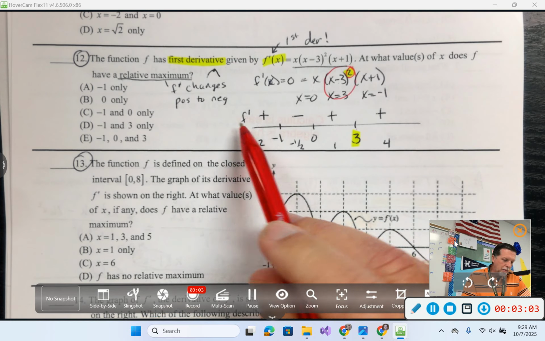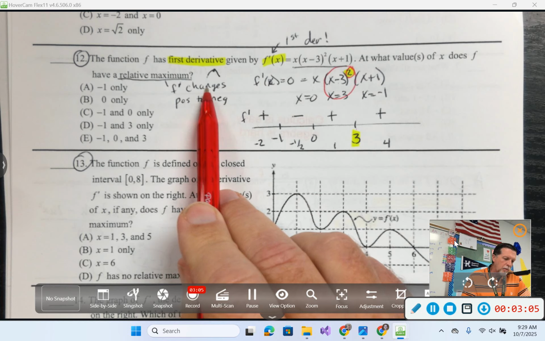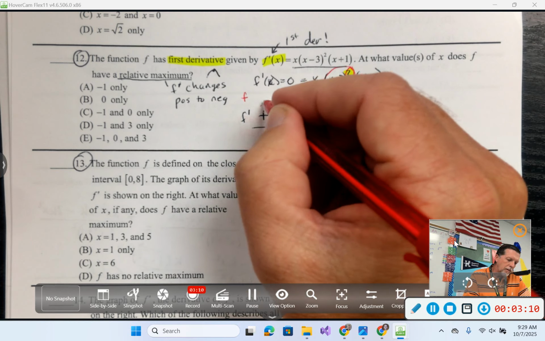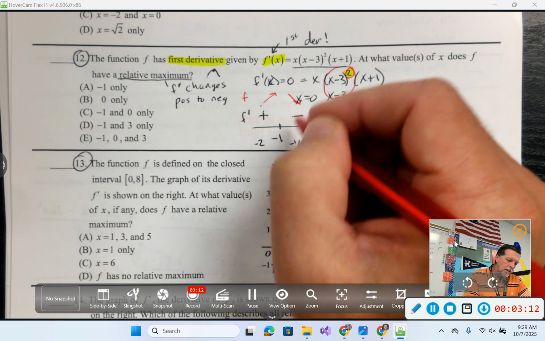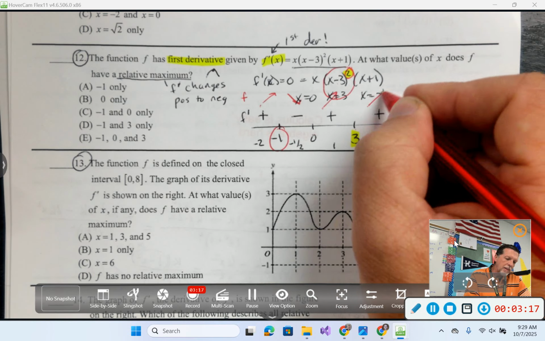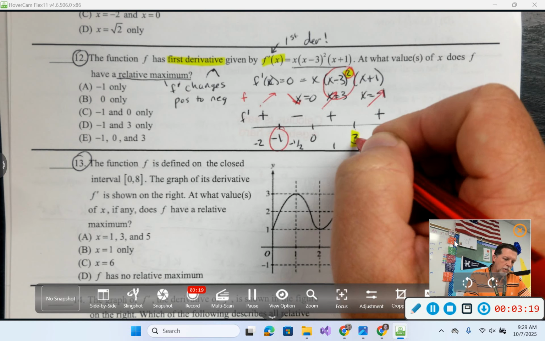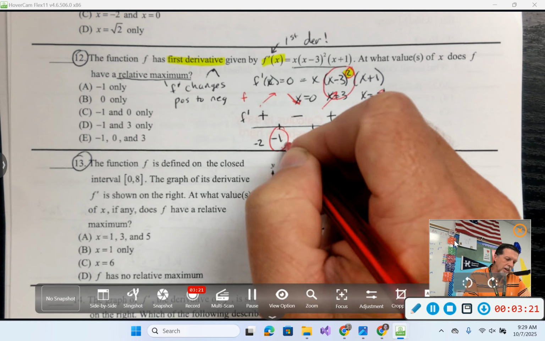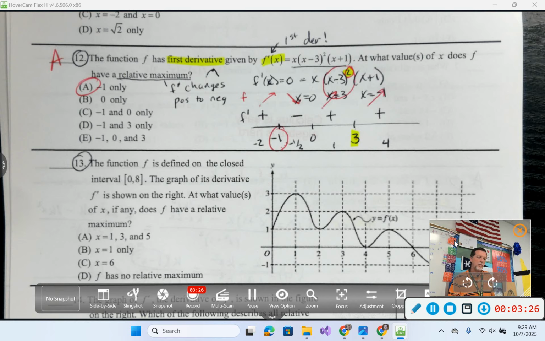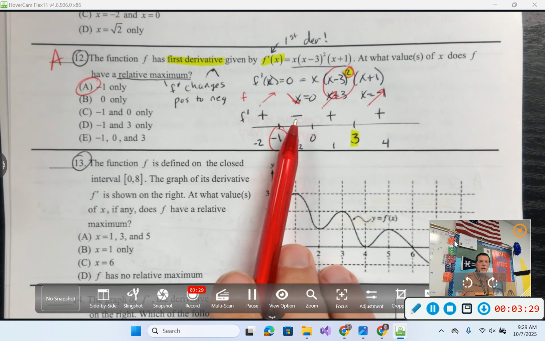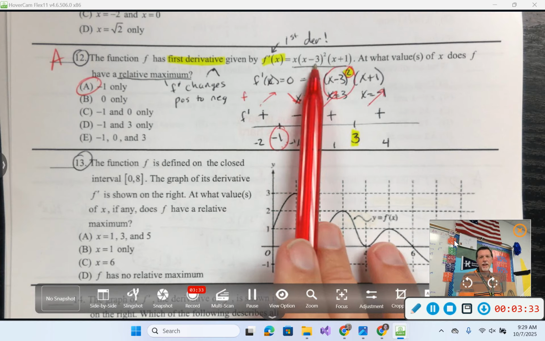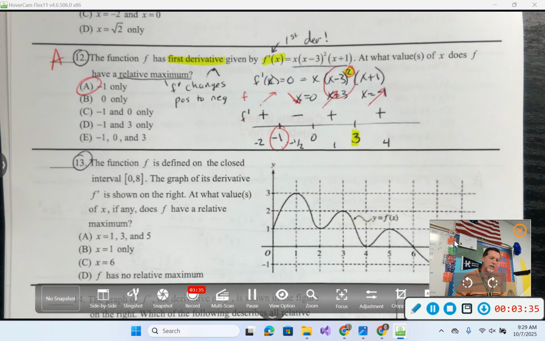Okay, back up. What were we looking for? A relative max happens when f prime changes positive to negative. So if we were thinking about the graph of f, that would happen at negative 1. There's a minimum at 0, and then nothing's happening at 3. So what we're looking for is x equals negative 1. There's a relative max because f prime changes from positive to negative. But again, the different thing about that one is they gave you f prime. You did not have to take a derivative. They gave it to you.